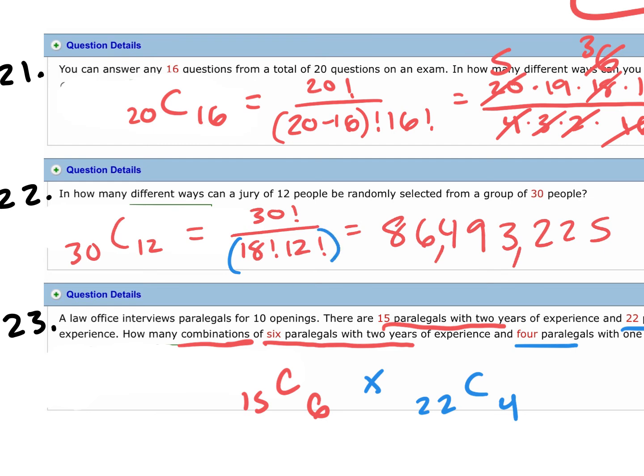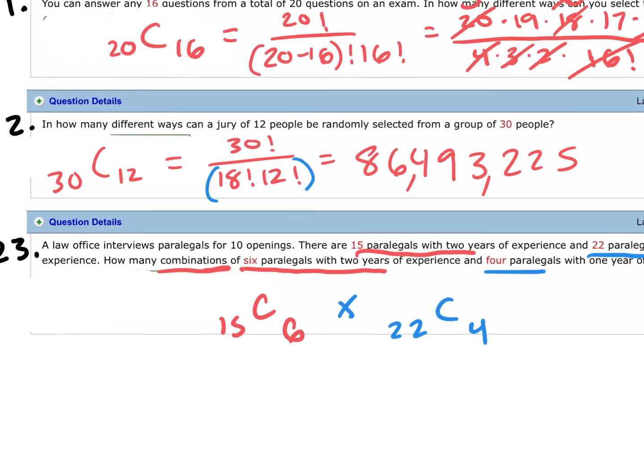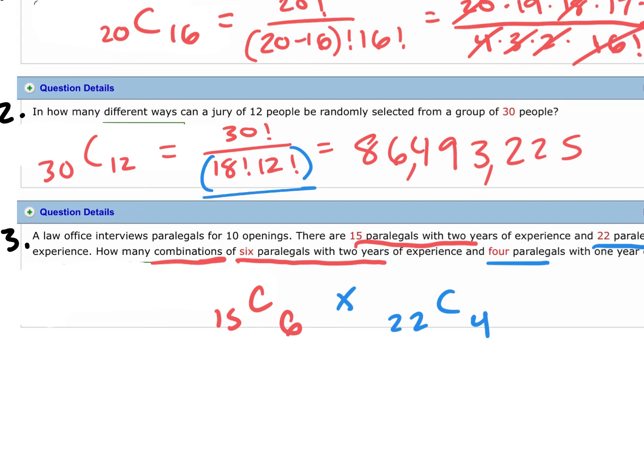Also, if you're going to put this straight into your calculator, make sure you put the denominator in parentheses. There's different ways that you can put this, but if you do it all at once, put the denominator in the parentheses, because sometimes it might take 30 factorial, divide it by 18 factorial, and then multiply it by 12 factorial. So just make sure you put the bottom in parentheses if you do it all together.